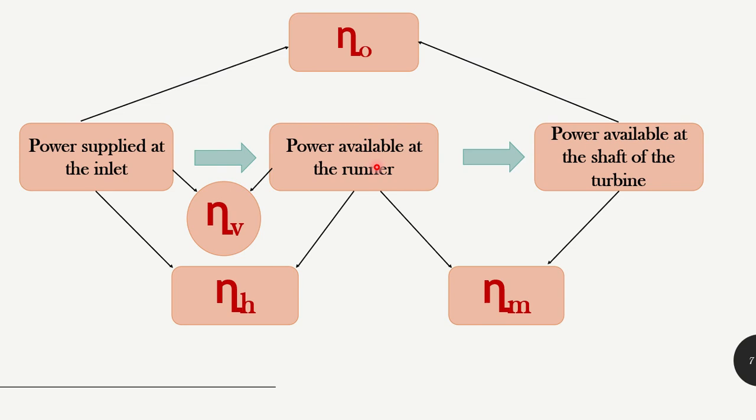Now your runner rotated, and your hydraulic energy got converted into mechanical energy. Where is this mechanical energy immediately going? The output of your turbine is directly connected to a shaft, and the shaft is connected to a generator.